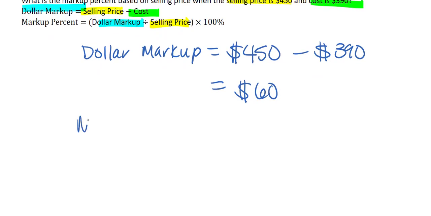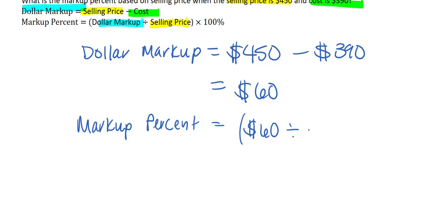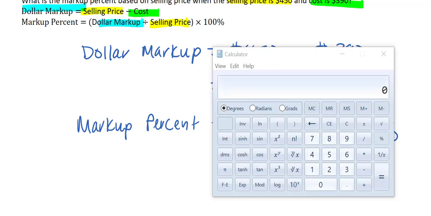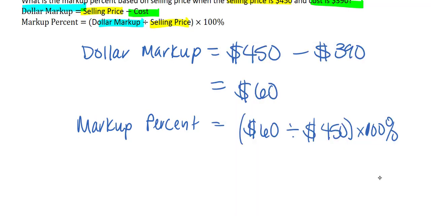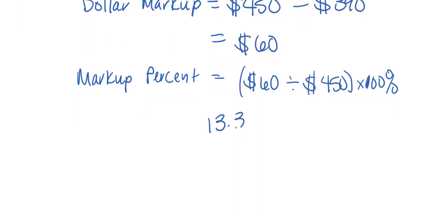Then we can solve for the markup percent. All we do is take the $60, that's our dollar markup, divided by our selling price, 450, multiplied by 100%. So let's get our calculators out. We have 60 divided by 450, and we get 0.133, and so forth. Now let's multiply it by 100. We'll take it to the nearest hundredth, so we'll go 13.33% as our markup percent.